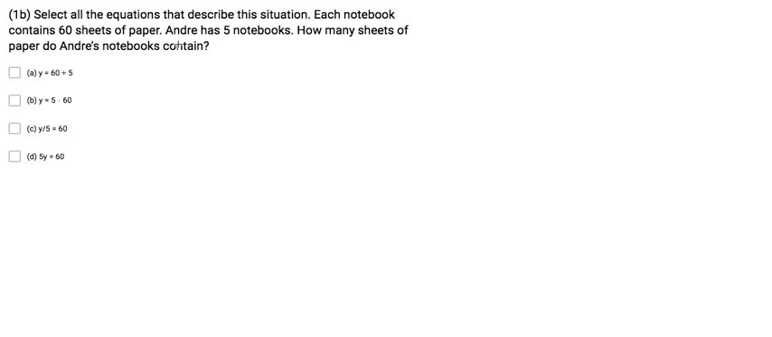Each notebook contains 60 sheets of paper, so we know that we're going to have 60 as one of our numbers. Andre has 5 notebooks, so we know that there's going to be a 5 in there somewhere. How many sheets of paper do Andre's notebooks contain? So again here, one notebook is 60 sheets of paper, and then 5 notebooks is how many Andre has. We're asked how many sheets of paper do Andre's notebooks contain.